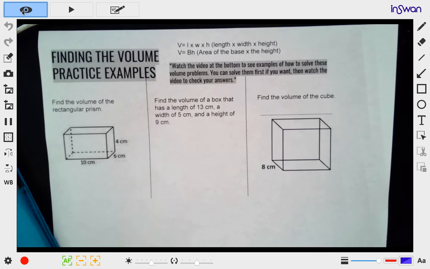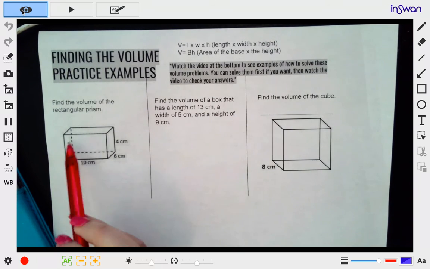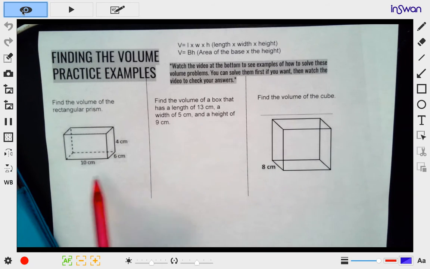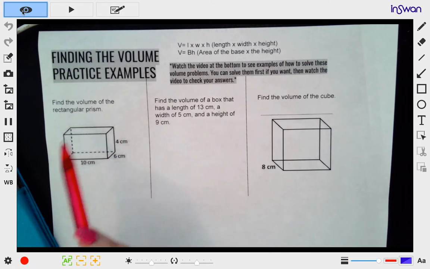In this video, I'll be showing how to find volume with a few practice examples, and hopefully these will help you do the questions on the next slide. And volume has to do with how much a prism can hold inside it, how much it's going to take to fill up the entire container.